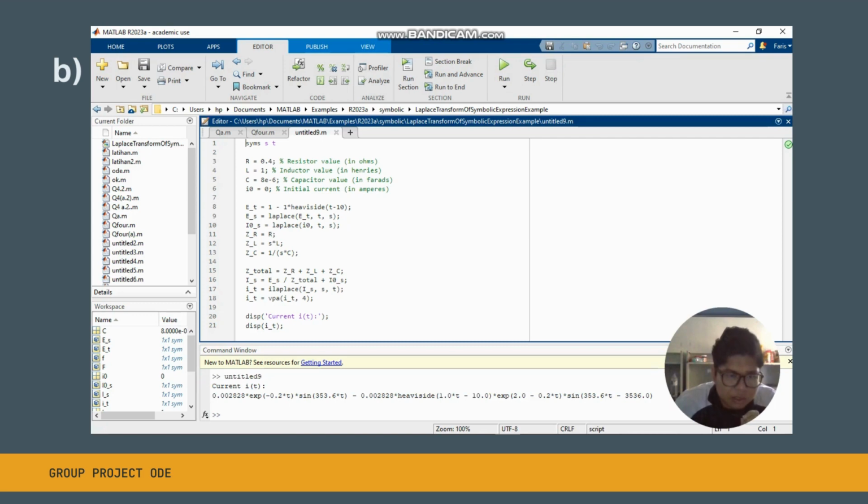And for i(t) it is 0.002828 e to the power of negative 0.2t sine(353.60 t) minus 0.002828 heaviside(t minus 10) e to the power of 2 minus 0.2t sine(353.60 t minus 3,536). And thank you.